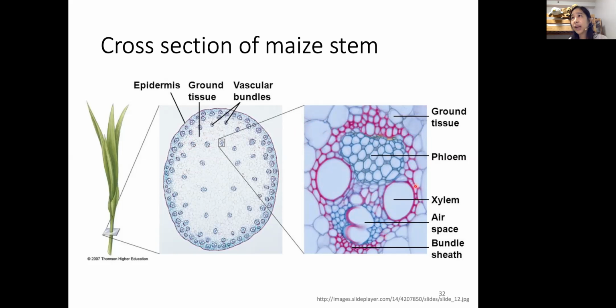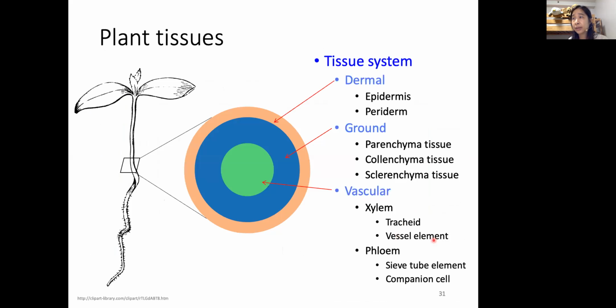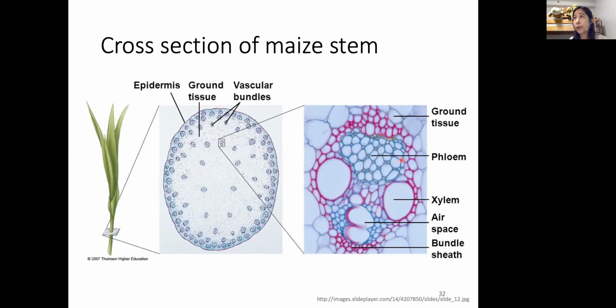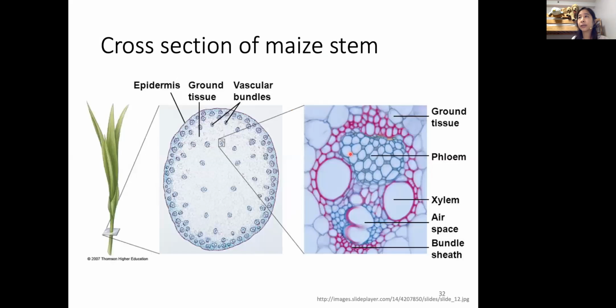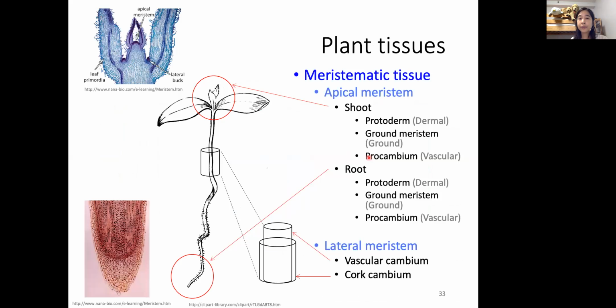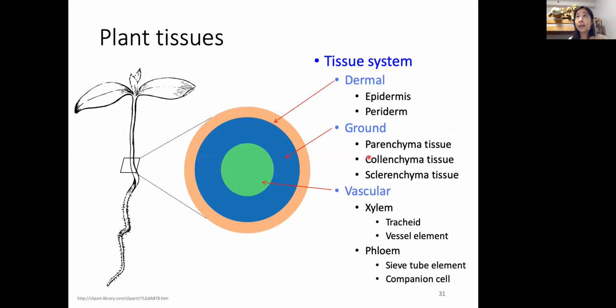And here you have xylem. You have very thick walls of vessel elements. And here you have phloem. The bigger cells are sieve tube elements, and the smaller cells, like a square one in between sieve tube elements, are companion cells. All right, so we have three tissue systems: dermal, ground, and vascular.